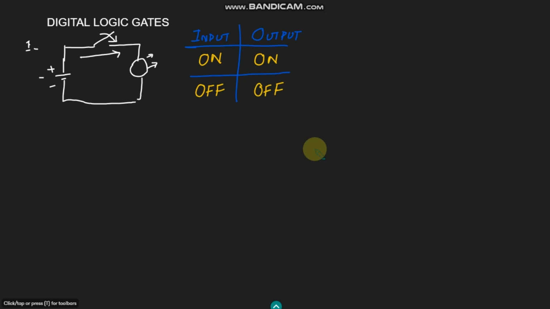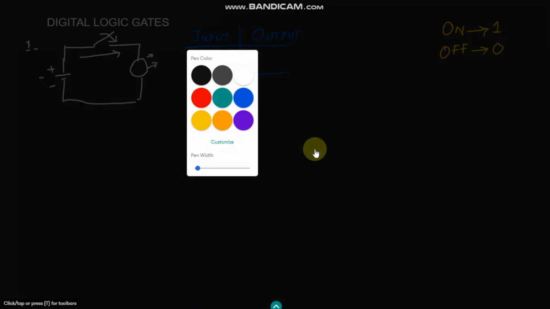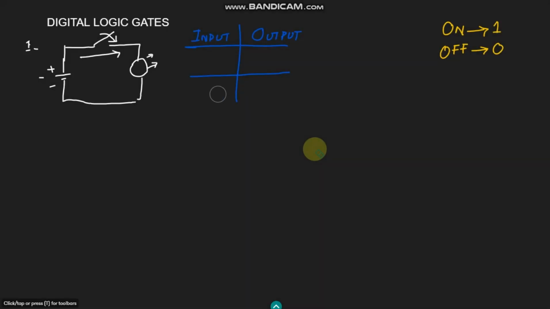In digital circuits, digital logic and digital computers, on is usually represented with 1, or true. Similarly, off is usually represented with 0. So using this scenario, instead of on and off, we can write here: if the input is 1, the output is also 1. If the input is 0, the output is also 0.